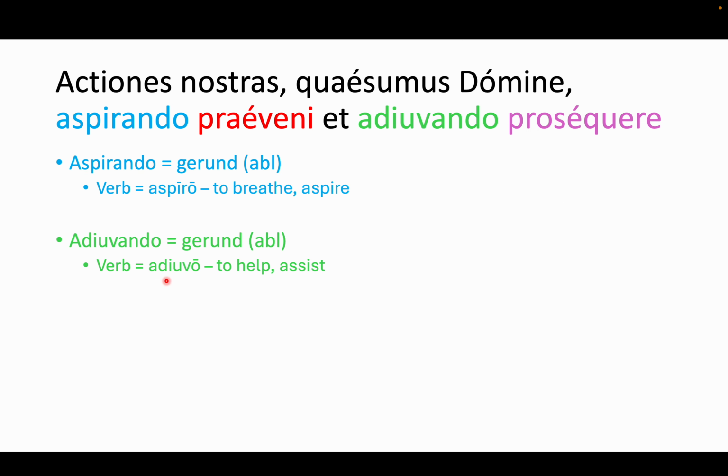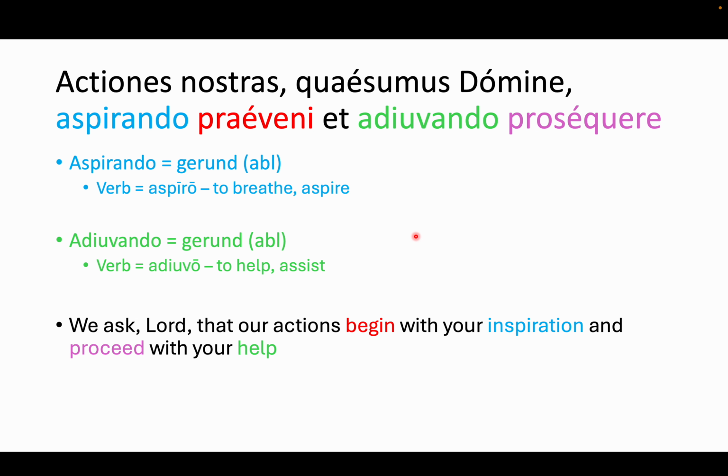Okay? Let's look at an example in the Preces. And then we're nearly done. Actiones nostras quaesumus Domine, aspirando praeveni et adiuvando prosequere. Aspirando, praeveni, adiuvando, and prosequere all come from verbs, and praeveni and prosequere are verbs, but aspirando and adiuvando are actually gerunds, okay? So aspirando, the verb is aspiro, meaning to breathe or aspire, and adiuvando, the verb is adiuvo, which means to help or assist.